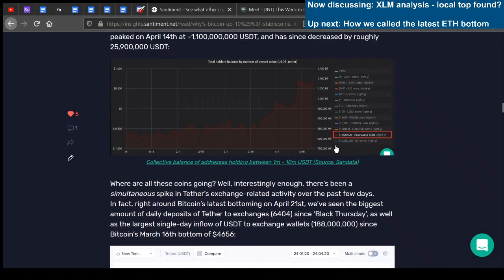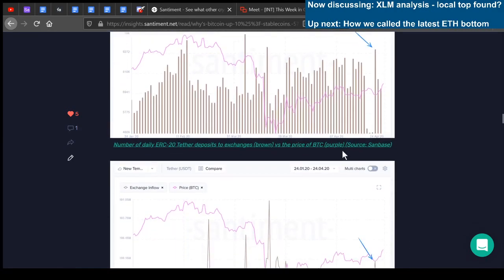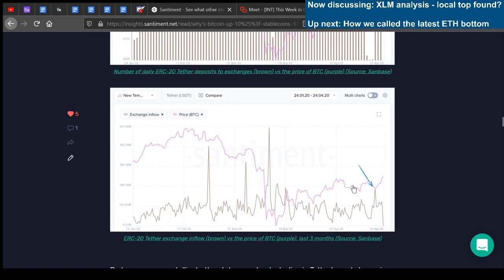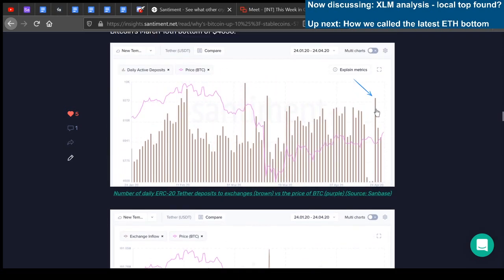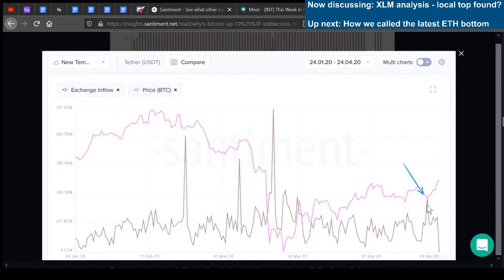Now, this is only a very early indicator that something might be going on. But alongside this change in behavior, we have seen a spike in the exchange inflow of Tether, the biggest spike since the market drop, basically, and the 1 month high in the amount of deposits of Tether to exchanges. And as you can see, this is the amount of deposits of Tether plotted against the price of Bitcoin. And you can see that it happened right before Bitcoin started booming. Same here, same thing here. So this is a lot of Tether being moved to exchanges right at Bitcoin's latest bottom, and then you can see what happened to Bitcoin right afterwards.